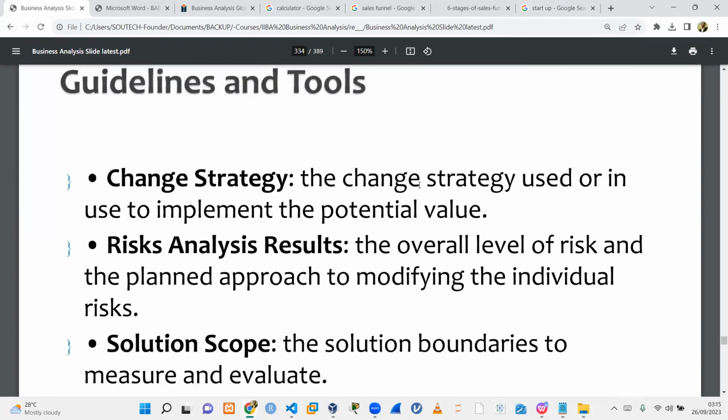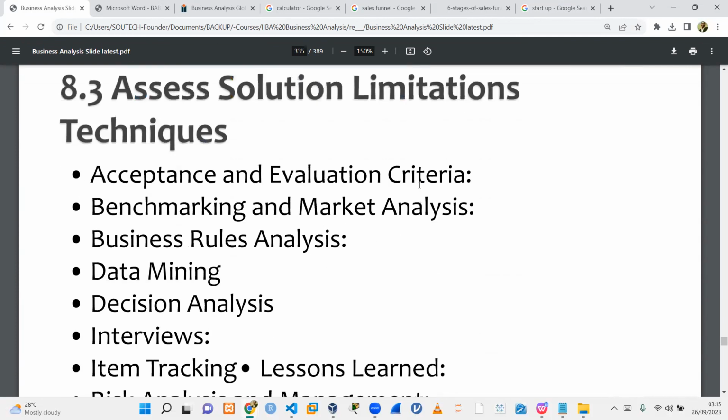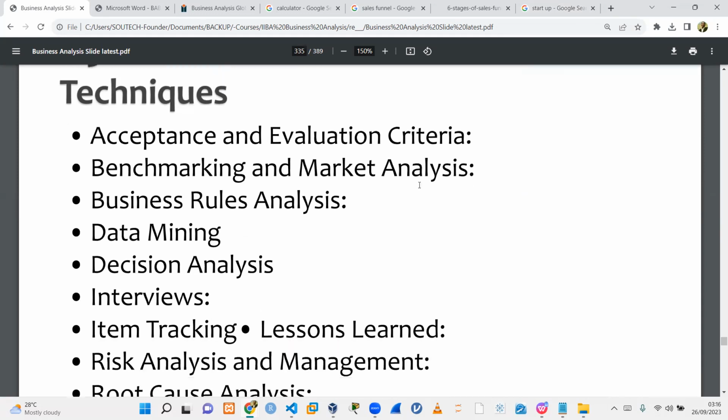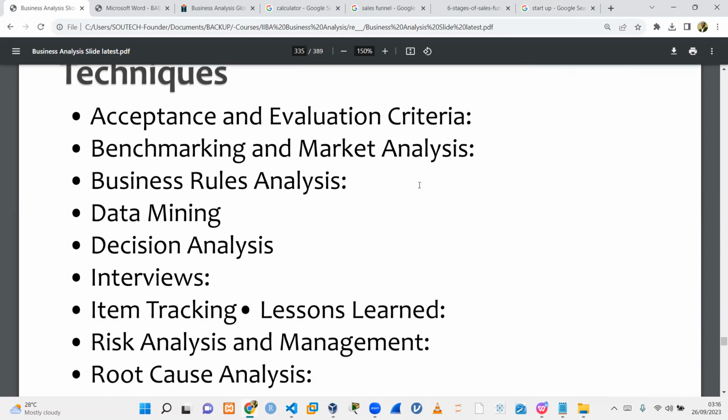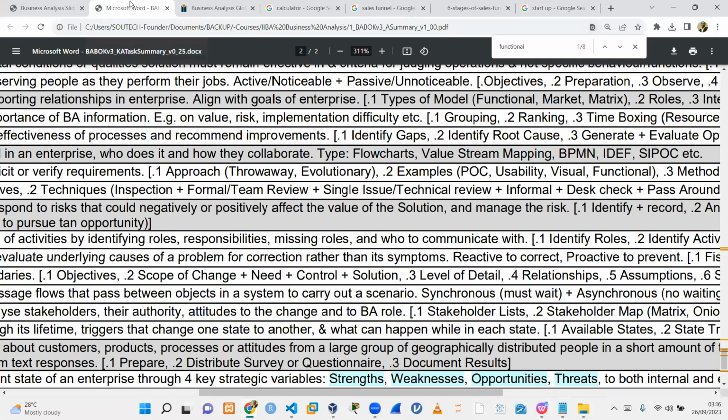So some of the guidelines or tools are change strategy, risk analysis results, and of course, solution scope. Some of the techniques that we're going to be using to see if our solution makes sense or not, I think we've looked at some of these things, are business rule analysis, data mining, decision analysis, and interviews. So interview is very key. Let's see how to conduct interviews.